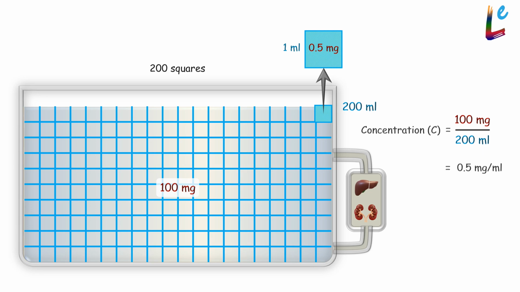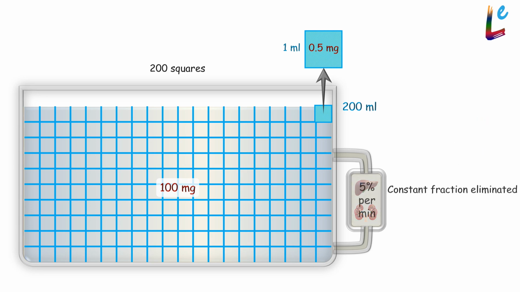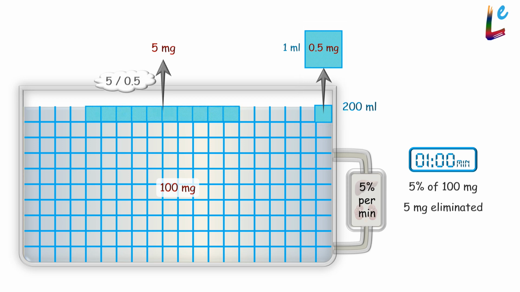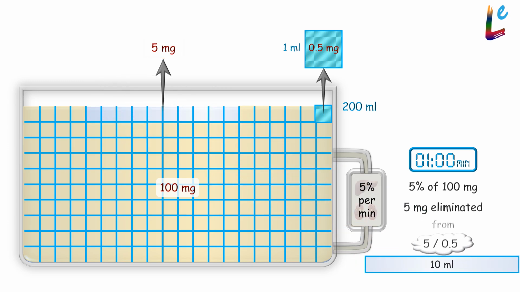Assume that the box still eliminates the same fraction, that is 5% in a minute. That is, the elimination rate constant Ke is again 0.05 per minute. So in the first minute, 5% of 100 milligrams, that is 5 milligrams would be eliminated. But now each square contains only 0.5 milligram. So 5 milligrams is contained in 5 by 0.5, that is 10 squares. That is, when 5 milligrams is eliminated, we have to assume that 10 squares or 10 ml of water is completely cleared of the drug.